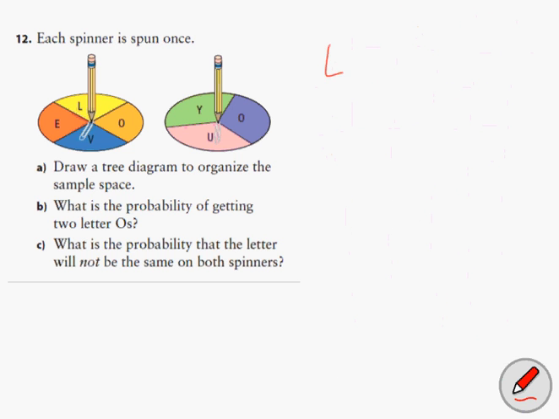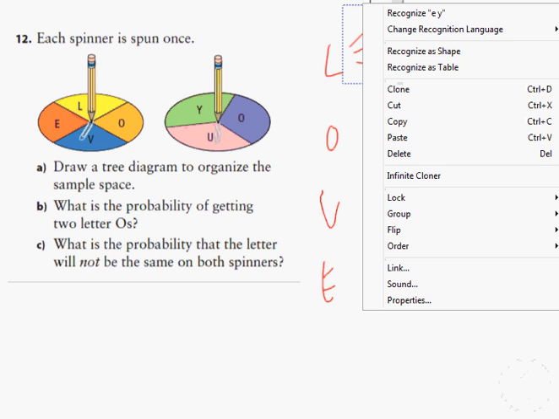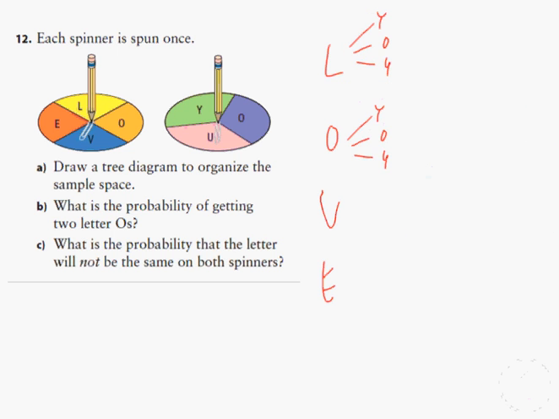So L-O-V-E, and then Y-O-U. Now I have a benefit, don't I? I can take this and I can infinite clone it. So when I do this, I'm able to do it much faster than you can.